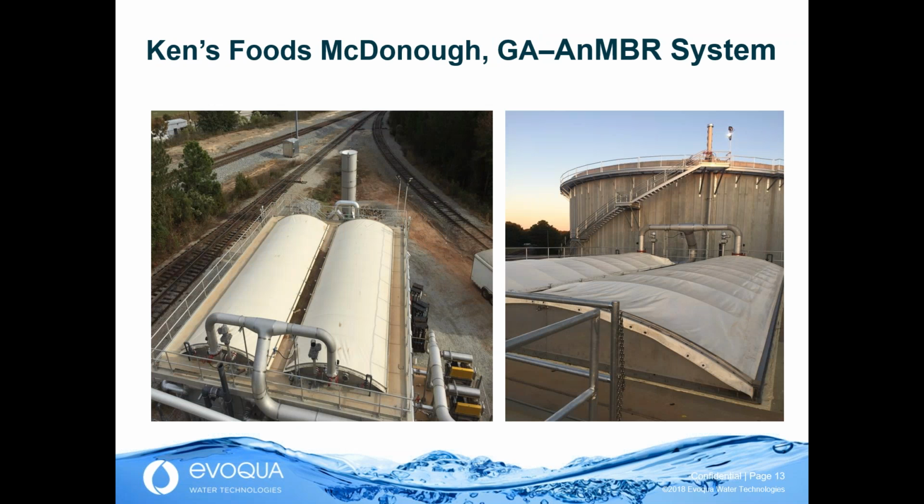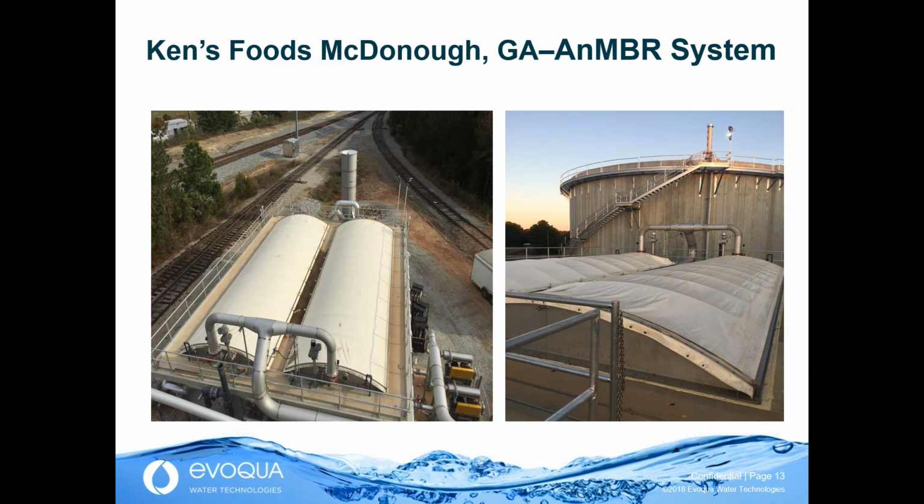So Ken's second anaerobic MBR was installed in Georgia. This plant treats 200,000 gallons a day of barbecue sauce and salad dressing wastewater. Ken's decided to install the second anaerobic MBR after the success of the Massachusetts installation.